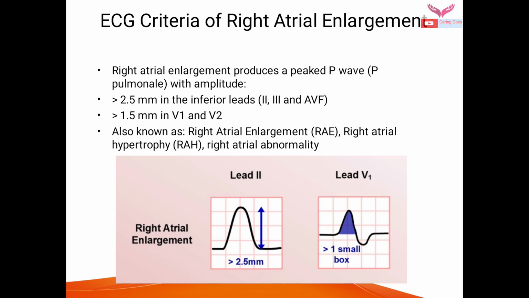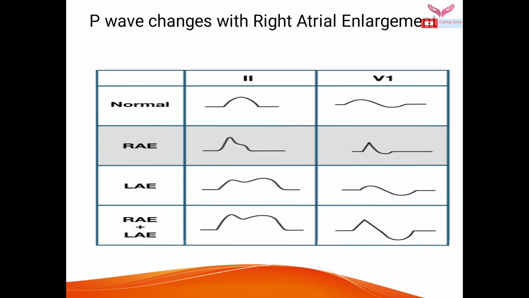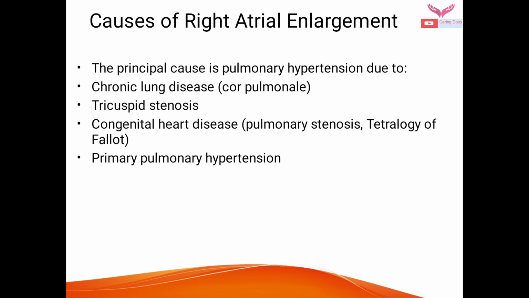That is, more than 2.5 mm in inferior leads and 1.5 mm in V1 and V2. Right atrial enlargement is also called right atrial hypertrophy or right atrial abnormality. The P wave changes in right atrial enlargement are usually seen in lead 2 and V1. We will get high amplitude of the P wave in lead 2 and V1.